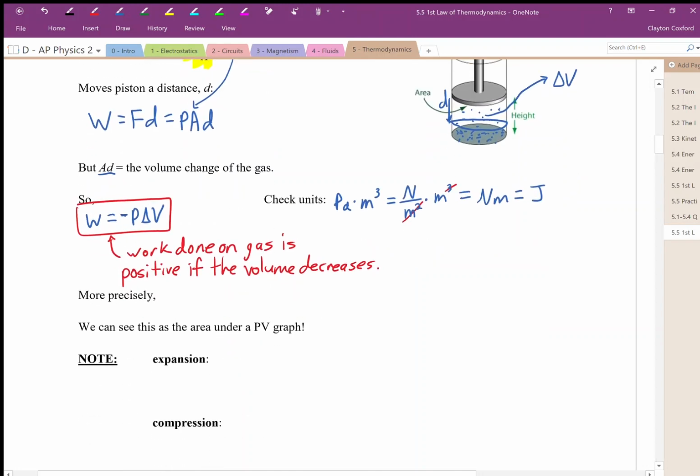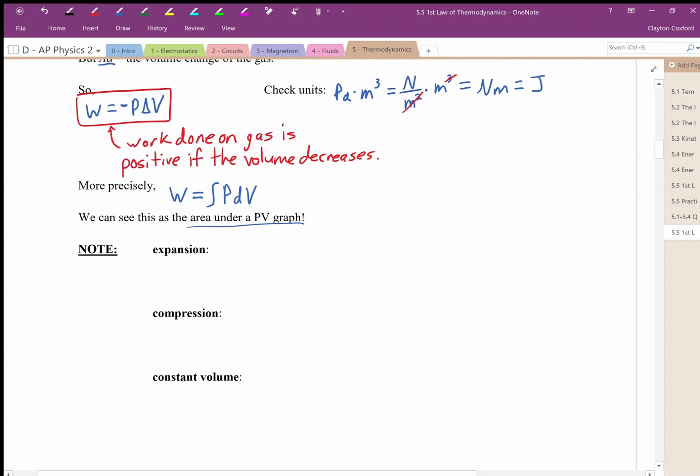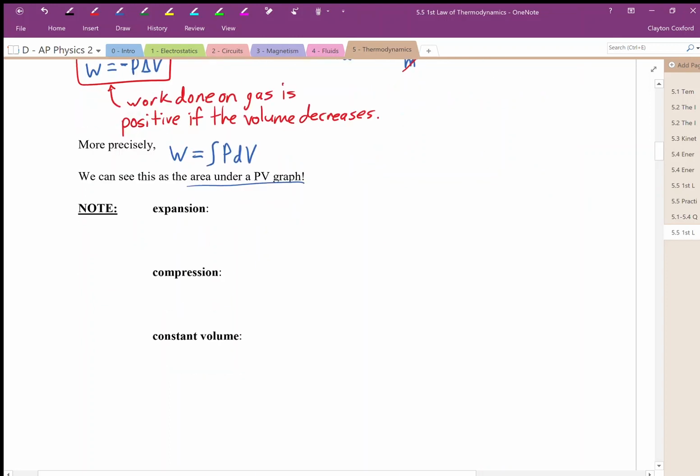Perfect. Now, if you wanted to get into the calculus of this, this equation works really nicely when we have a nice flat line, but when we have a curve, it's not quite so simple. If the pressure is changing and the volume's changing, it's not quite as easy. So what we could do is get into some calculus and say that the work is actually the integral of the pressure times dV. If you don't know anything about calculus, that's fine. This is basically saying it's the area under a PV graph. That is actually kind of useful, and we'll see some examples later on in the video about how that works. So don't really worry about the calculus.